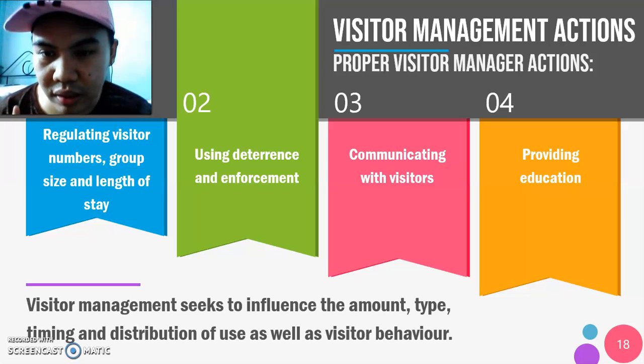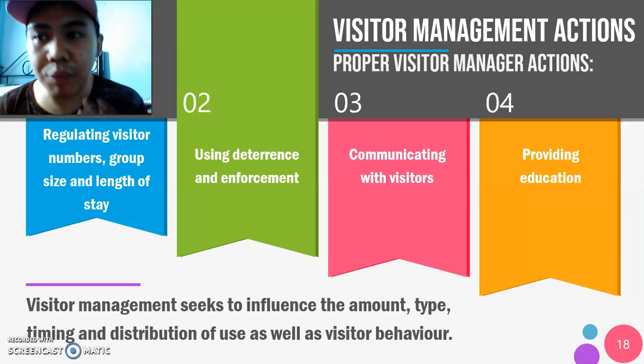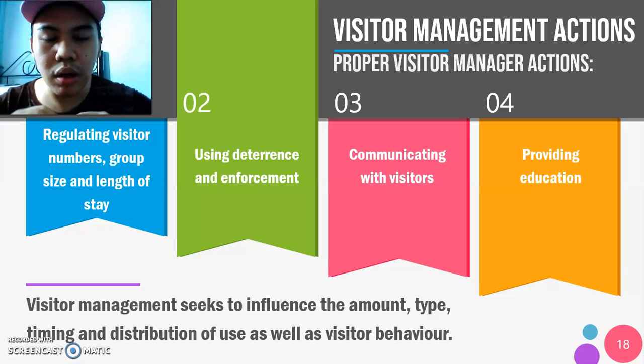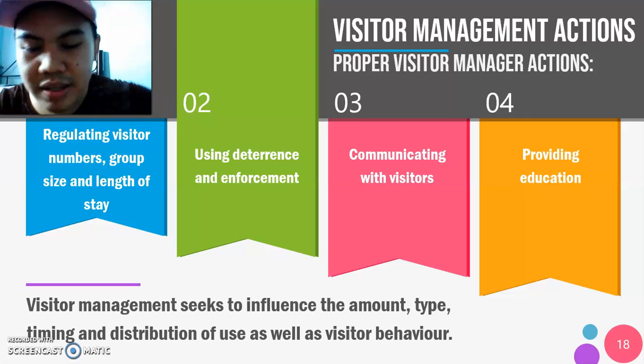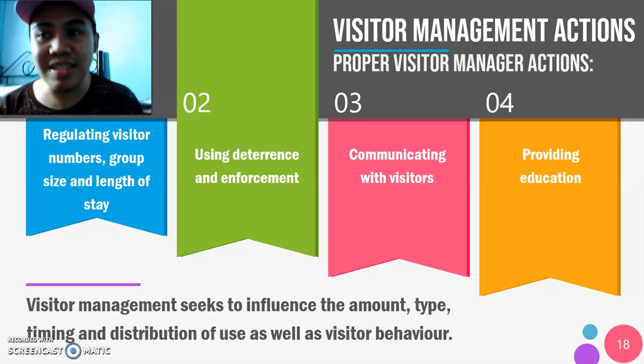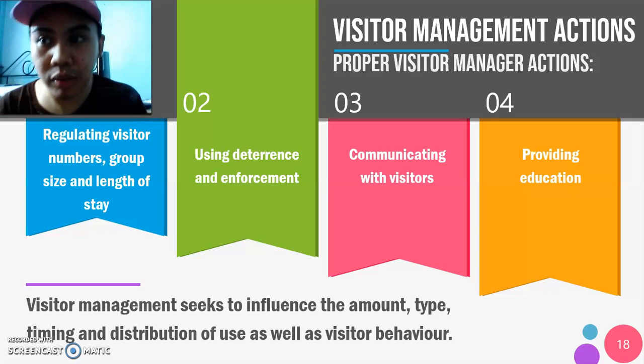Second is using deterrent and enforcement. Just like I said before, you have a regulation, so you have to enforce some regulation, or enforce some things that will help you. For example, the visitor can only visit until this kind of line, or until this kind of area. If you want to visit the other area, you have to pay more. That's how you protect the area.